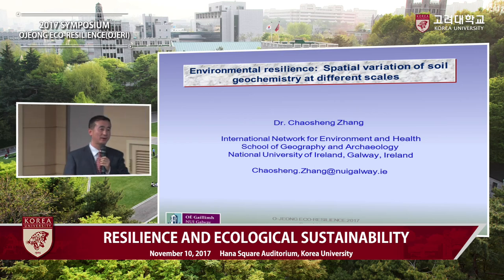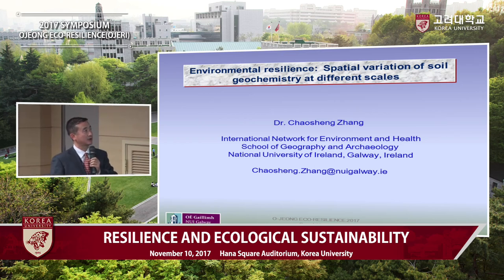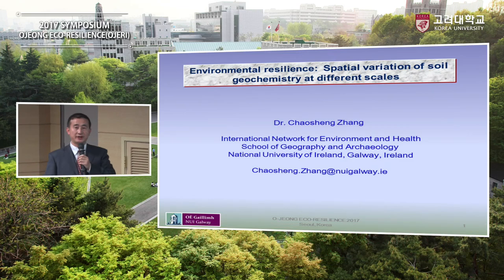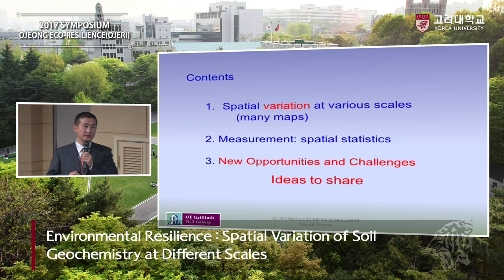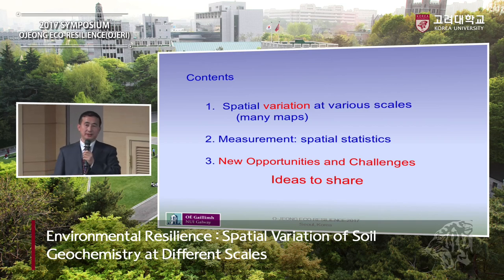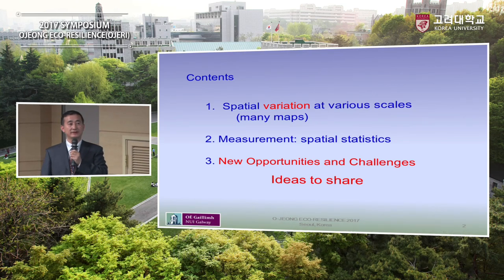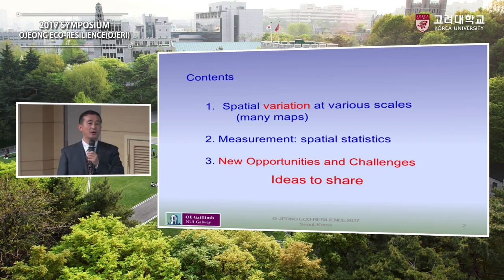Specifically, I focus on one of the major issues. It's called spatial variation. I'm going to first show you some pictures, some maps, to demonstrate the existence of spatial variation. Then I will let you know how we measure it. And finally, we will talk about some opportunities and challenges.